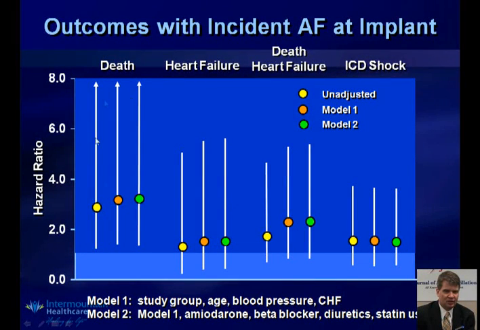It's only statistically significant for death, but there's a trend across all of an increased hazard of death, heart failure, and ICD shocks. This persists for death both when we adjust for baseline covariates as well as for medications. And again, a similar trend is seen after adjustment for all other outcomes.